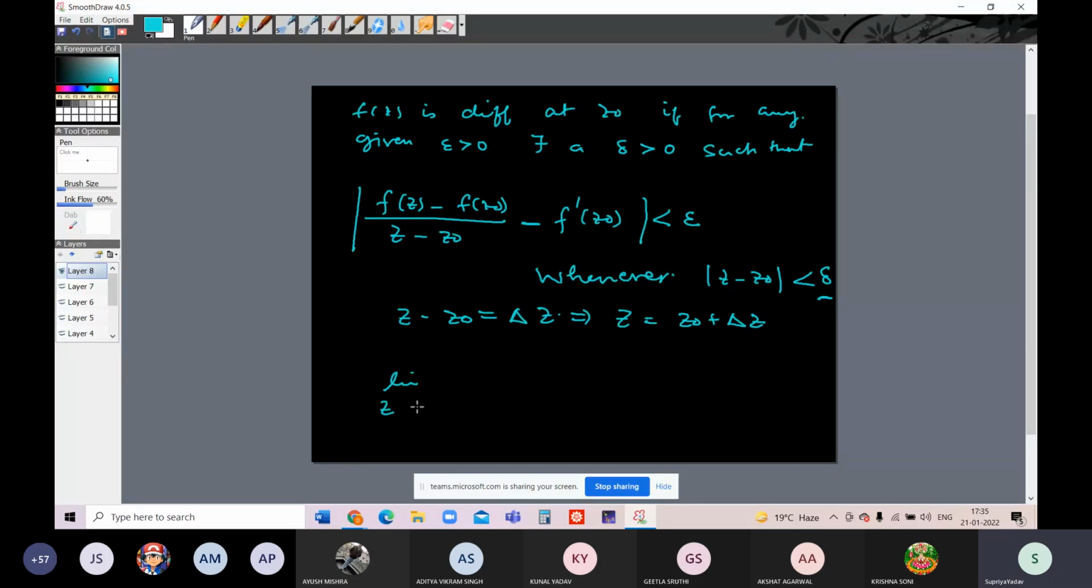So we have to write here, delta z is approaching to 0 for the function. In place of z we will write z naught plus delta z, minus f z naught, divided by delta z. If this limit exists, then we can say that the function is differentiable at this point z.